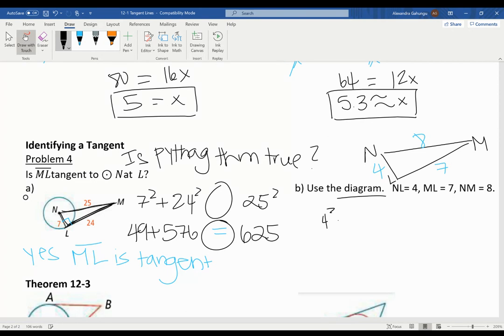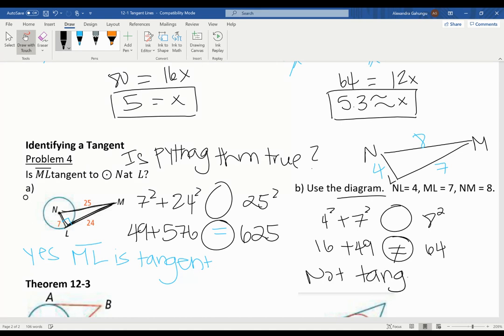So with this info, is ML going to be tangent? It's 4 squared plus 7 squared. Is that going to be equal to 8 squared? When I see this right away, I'm not convinced, because it's 16 plus 49. That is not equal to 64. So not tangent. So our converse really has to do a lot with things being perpendicular and working in right triangles, which means using the Pythagorean theorem.